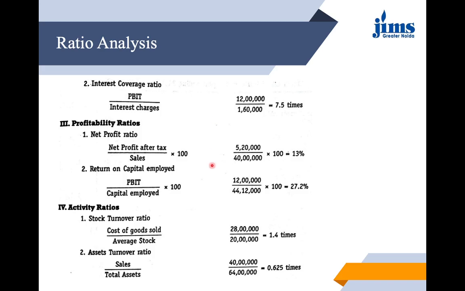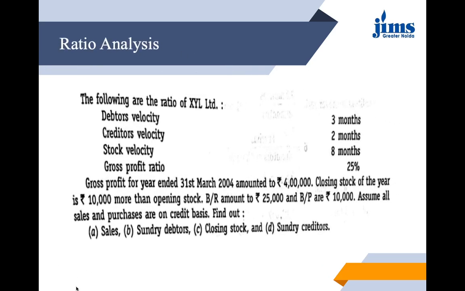Cost of goods sold, we have seen that it is 28 lakh and the average stock is given as 20 lakh, which is giving you the value of stock turnover ratio, that is 1.4 times. Then assets turnover ratio last, that is sales upon the total assets. So sales is 40 lakhs, then total assets is 64 lakhs, so the ratio is coming out as 0.0625 times. You may find it till 2 decimal places, no big issue to calculate it for all.